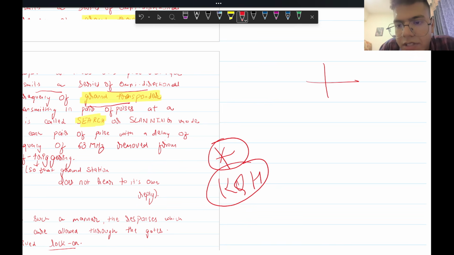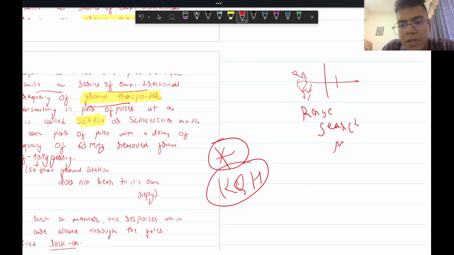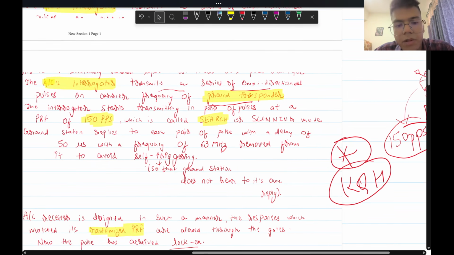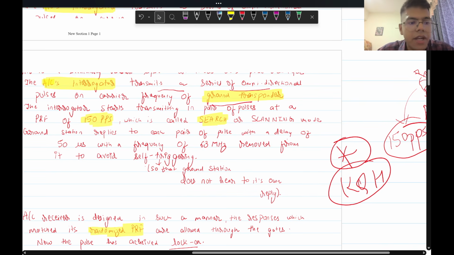Now your aircraft is here. If you tune the frequency of Kishangarh, now what will happen? The aircraft radar starts searching. It goes in range search mode. Now in this mode, what happens? In this mode, this radar is transmitting pulses at a rate of 150 pulse pairs per second.